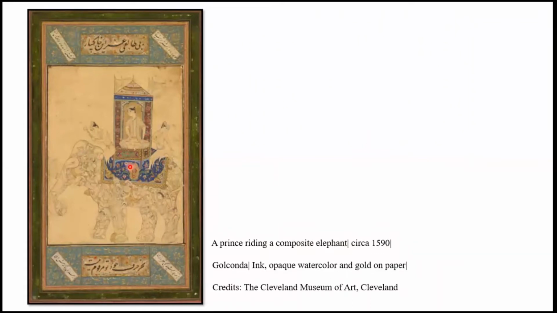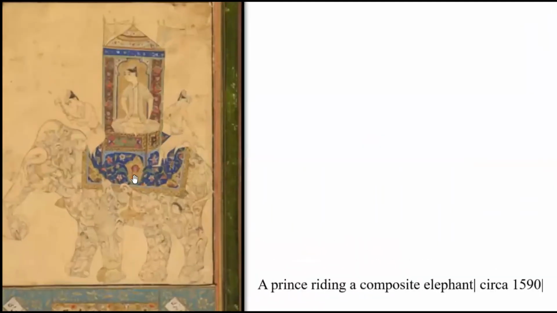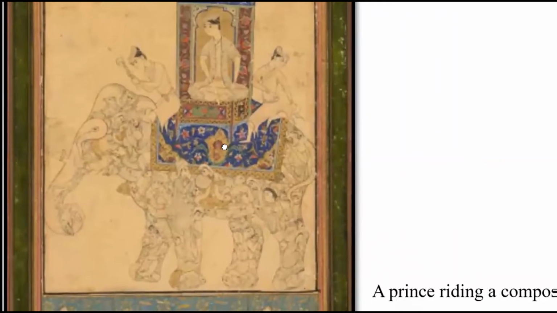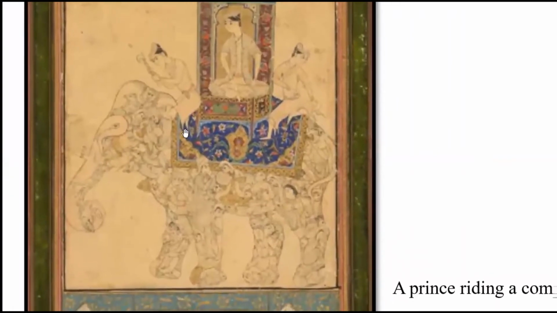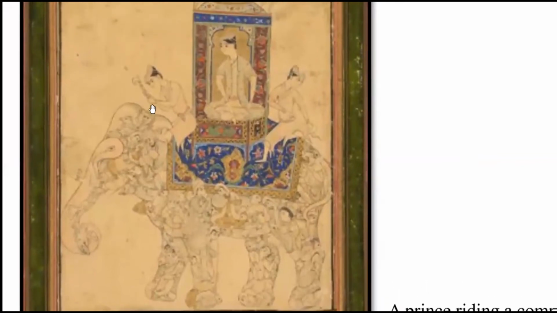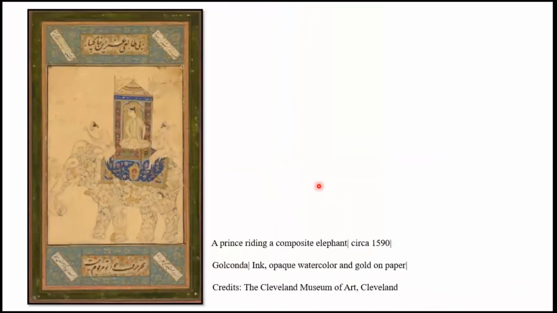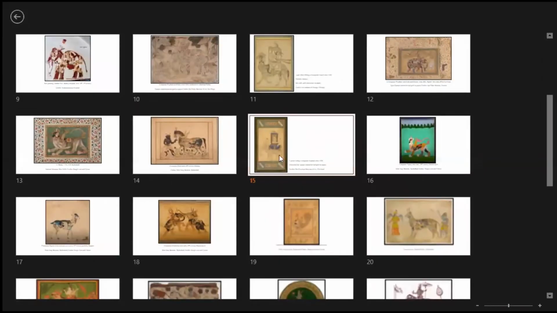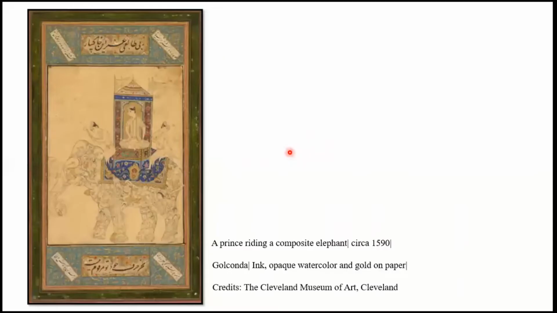Again, another composite elephant. This is from Golconda. Picture quality is not that great, but okay. So many animals and also human figures. And these composite paintings could also give an insight into the kind of animals that were present in a particular region at that point of time.